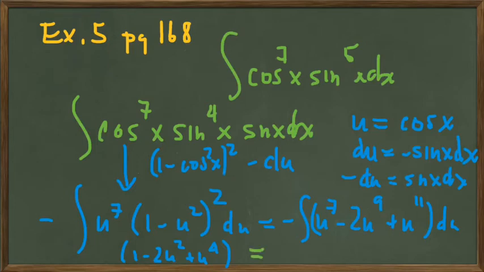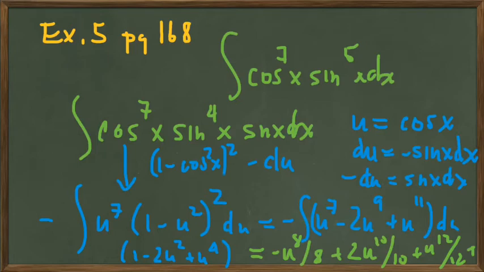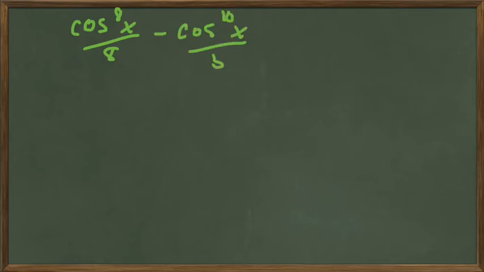We're going to integrate and get minus u to the 8th over 8 minus minus, so plus 2u to the 10th over 10 plus u to the 12th over 12 plus c. And when we convert this back to cosine, since u was cosine, we get cosine to the 8th x over 8 minus cosine to the 10th over 5 plus cosine to the 12th over 12 plus c.